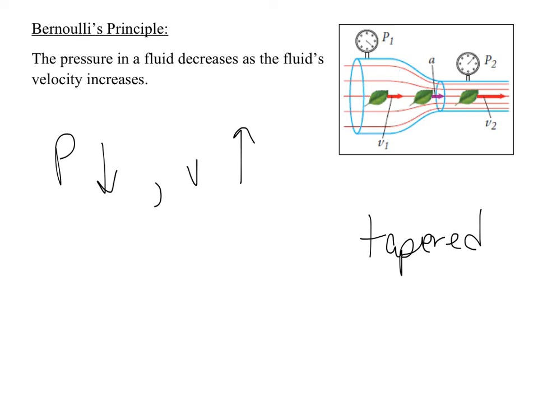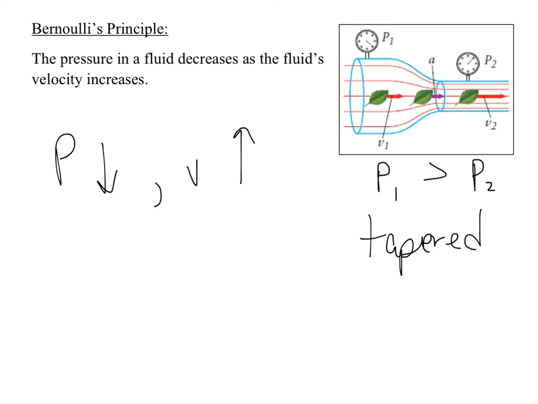Now, if I want the velocity, we talked about this a moment ago. When the cross-section goes down, the velocity goes up. So over here, P2 is less than P1. Again, the velocity at this location has gone up, so the pressure has to go down. So the pressure here is greater than the pressure here. These pressure gauges are trying to show that in this diagram.